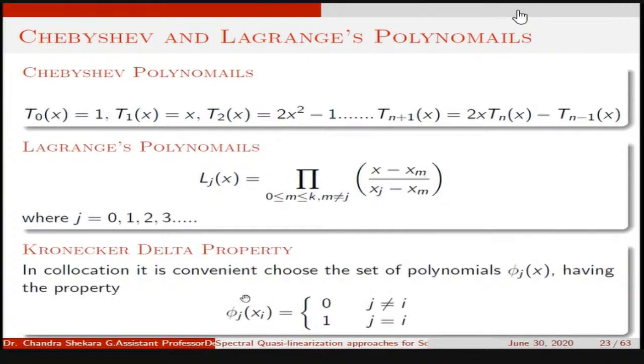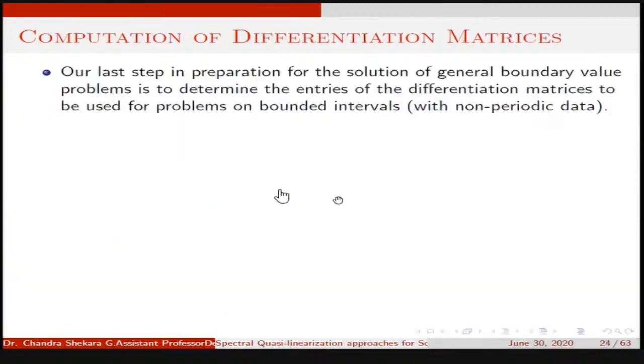These Chebyshev and Lagrange's polynomials satisfy the Kronecker delta property. This is pi j of xi is 0 for j not equal to i, and 1 for j equal to i. If we choose polynomials having this property, then it is very easy to formulate the collocation method. Therefore, while solving examples, I'm using the Lagrange's polynomials instead of the other polynomials I mentioned. We'll restrict ourselves to Legendre polynomials and Gauss-Lobatto points.